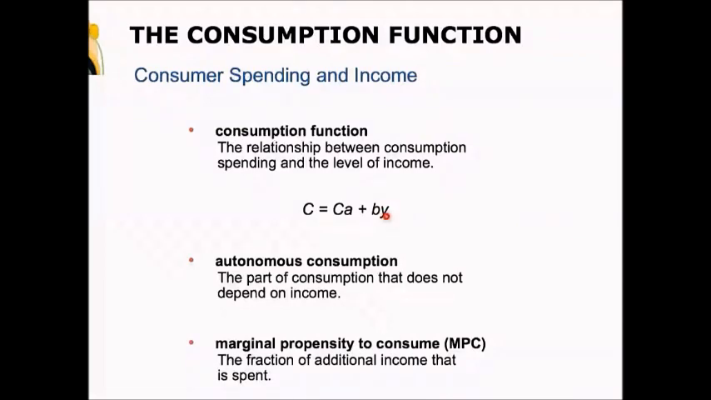Now the amount that consumption goes up and down depends on what's called the marginal propensity to consume. So in our equation here, the marginal propensity to consume is B. It's the change in consumption for a change in income. So if the marginal propensity to consume is 0.9, that says if your income goes up by 100, consumption will go up by 90. So our overall consumption function looks like this.